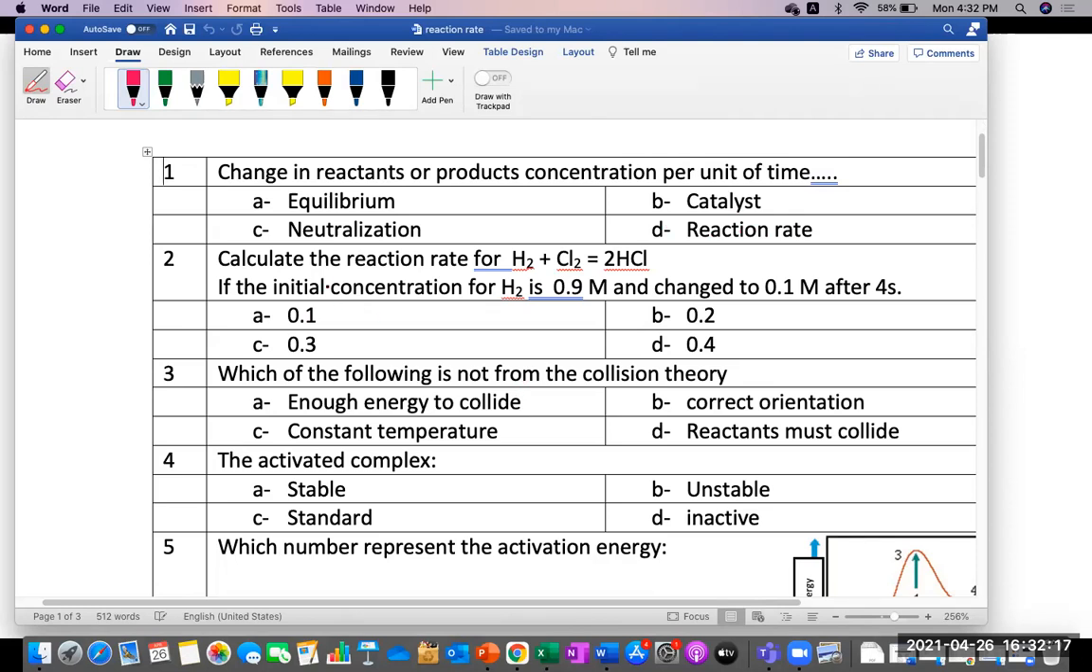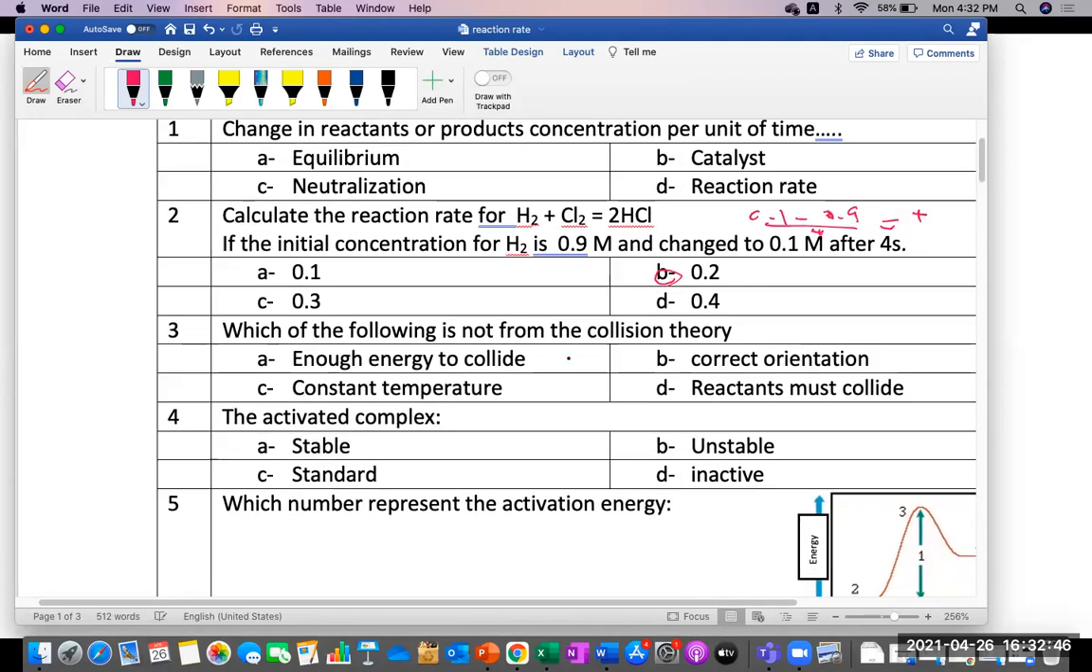Okay, for 2, calculate the reaction rate for H2 plus Cl2 will give you 2HCl if the initial concentration of hydrogen is 0.9, this is the initial, and they change it to 0.1, this will be the final, in 4 seconds. So it will be 0.1 minus 0.9 over 4, and it will always be with a positive sign. So it will be 0.8 over 4, which is 0.2.